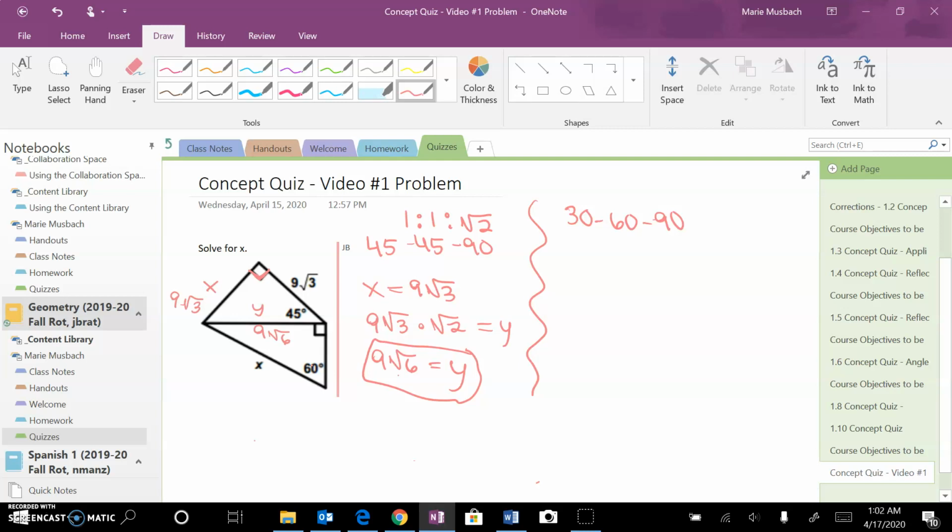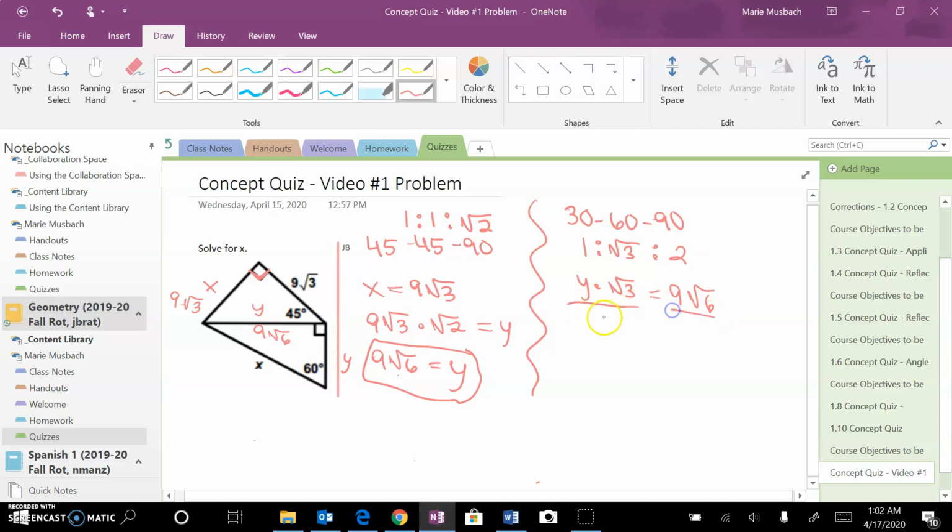So then the ratio for these would be 1 to the square root of 3 to 2. And basically then I'm going to call this side y, so we'll solve for y first. So y times the square root of 3 equals 9 to the square root of 6 because that is the length of the other side.